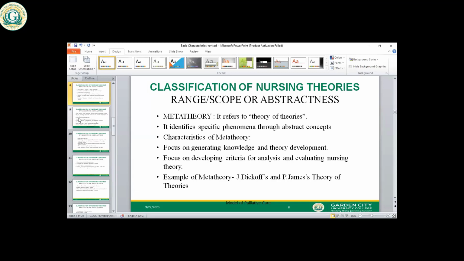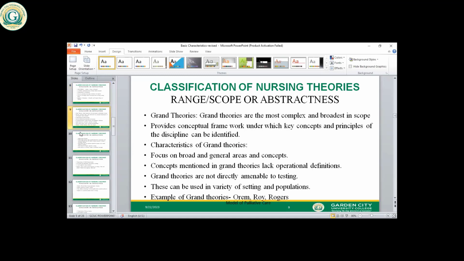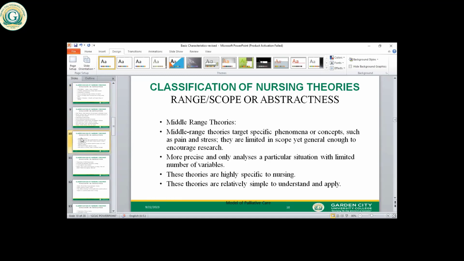And with that theory, we'll better appreciate it as we go through it. That theory focuses on the needs of patients. You identify the need of the patient, and then solve those needs. So her theory will best fit under the middle range theory and the practice theory. Okay, thank you very much.